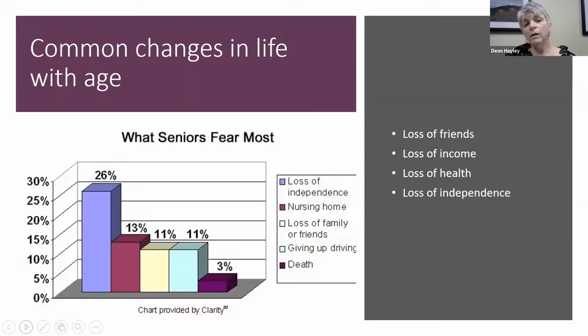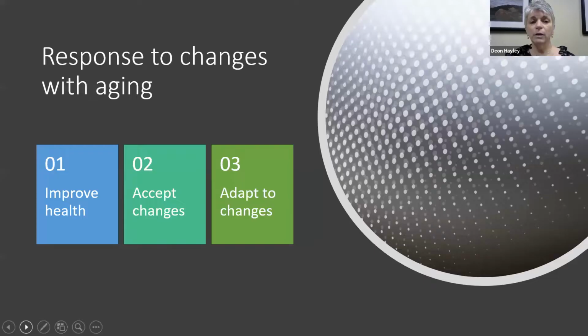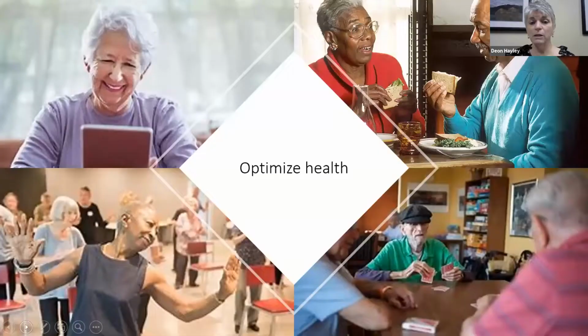So now that we've talked about a lot of things that could be discouraging, I'd like to turn around and say, how are we going to deal with this? A certain amount of things are just a part of life. How can we best deal with it? We can work on improving our health, accepting changes, and adapting to changes. So we really can try our best to optimize our health.